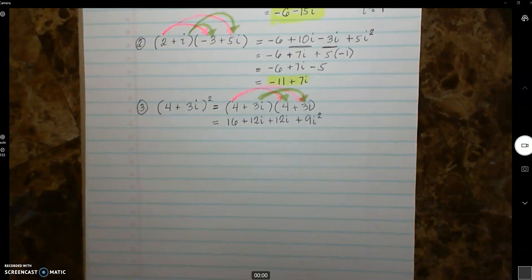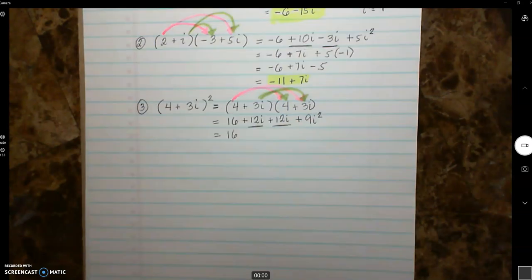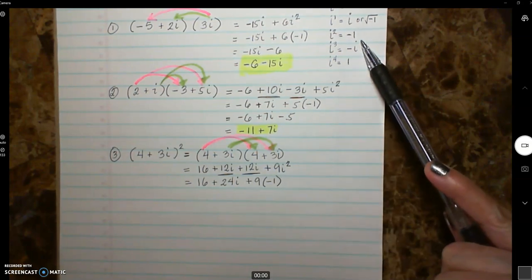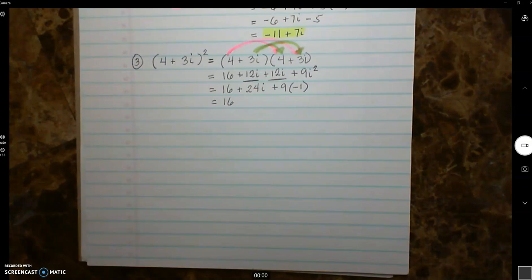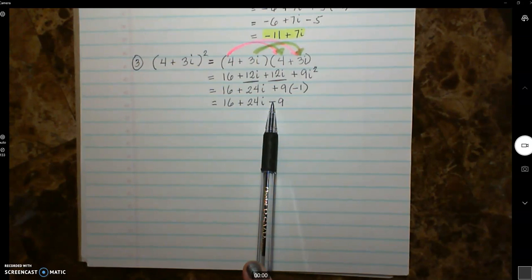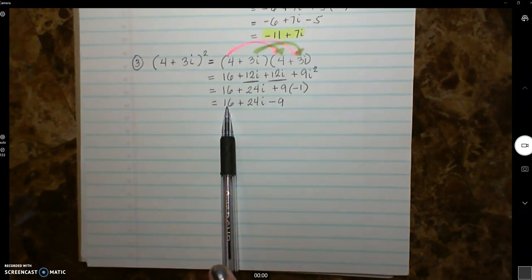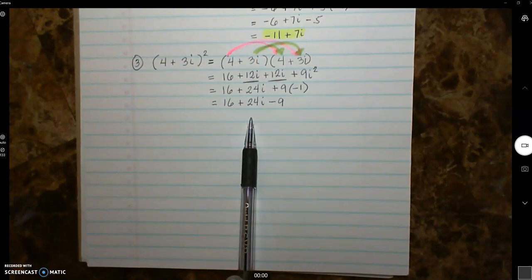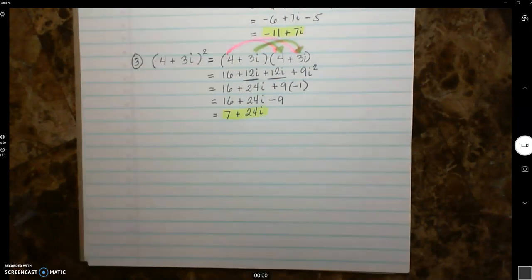And then you're going to simplify and combine like terms. Bring down 16 and combine 12i plus 12i. 12i plus 12i is 24i. And then the 9i squared is going to turn to 9 times negative 1 because i squared is negative 1. Down 16, bring down 24i. Positive 9 times negative 1 is negative 9, and you're going to combine positive 16 and negative 9, making it become 7. Your final answer is 7 plus 24i.